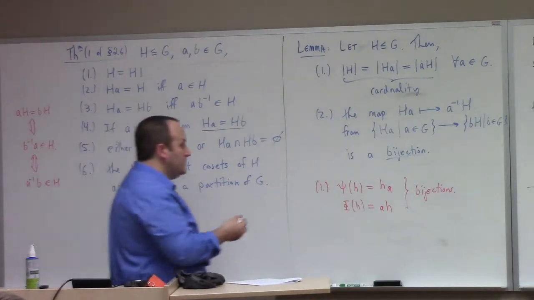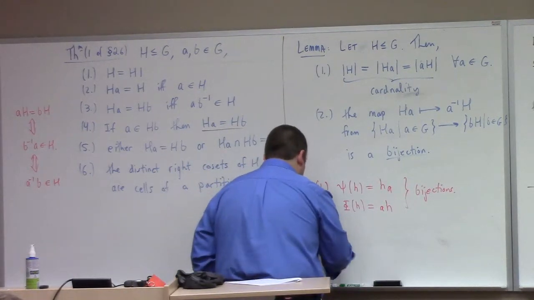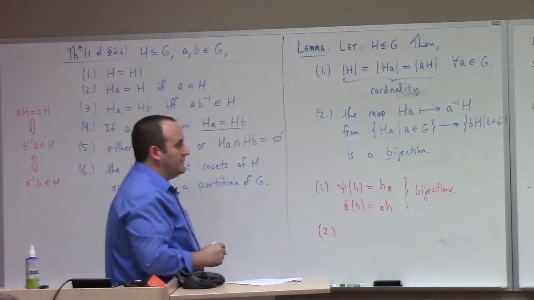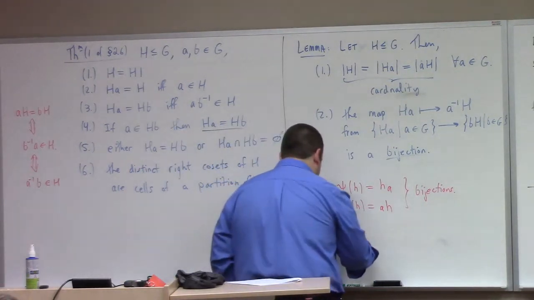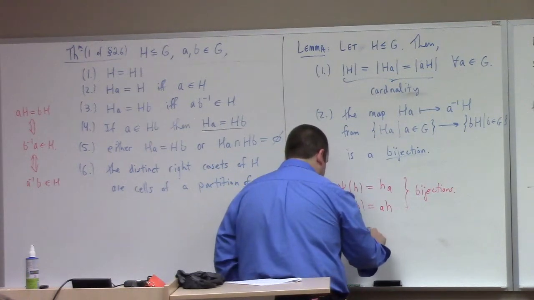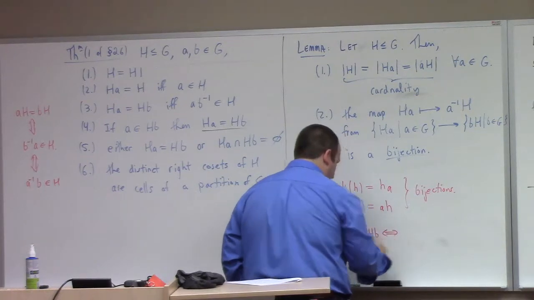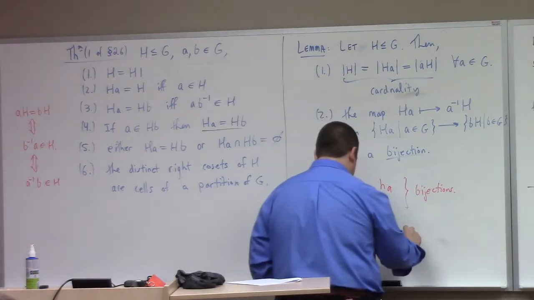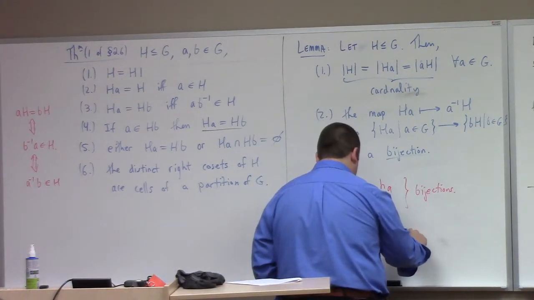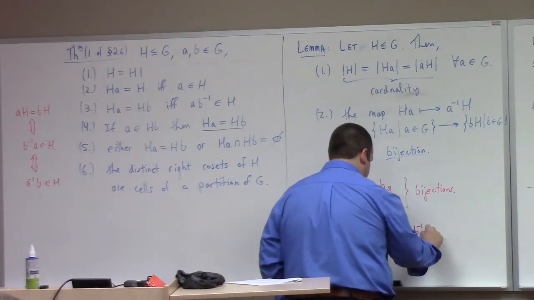And then for 2, well, we have what? HA equals HB if and only if what? A B inverse is an element of H, right?